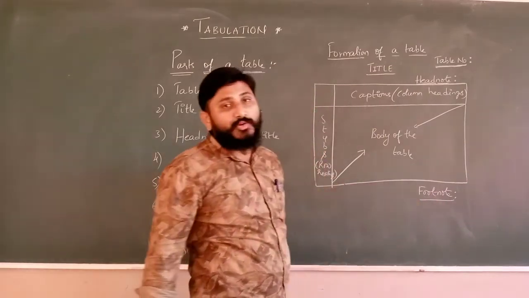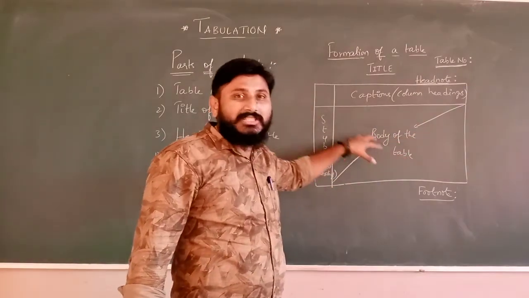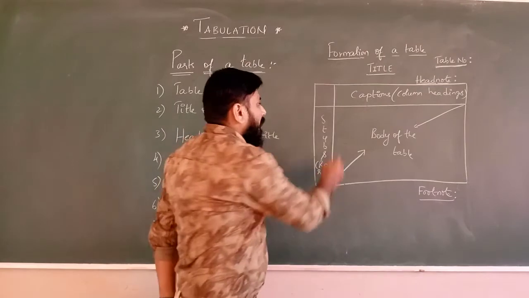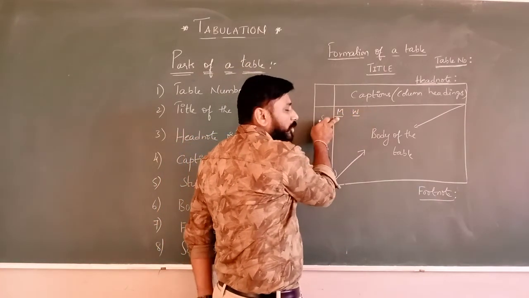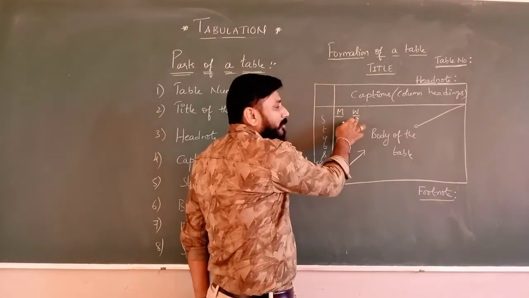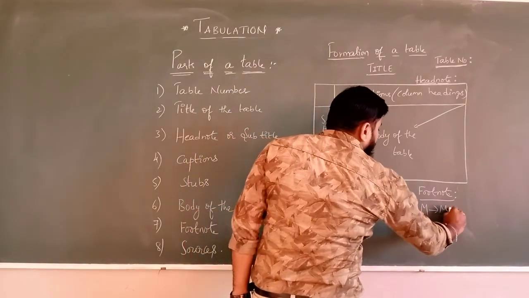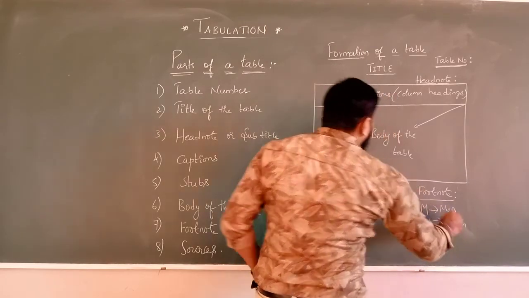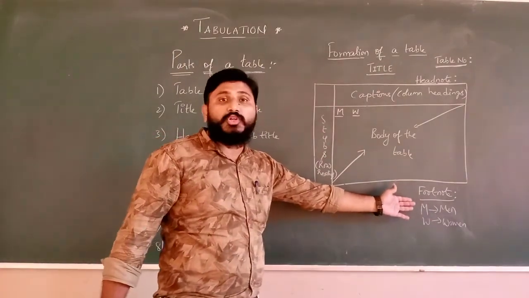Now what exactly is the footnote meant for? Any kind of abbreviations, any kind of shortcuts are to be written there. For example, here you are bifurcating men and women, so you write the shortcut letter M here and W here. Now what should you mention in the footnote? M refers to men, W refers to women. So those abbreviations and shortcuts should be written under the footnote.